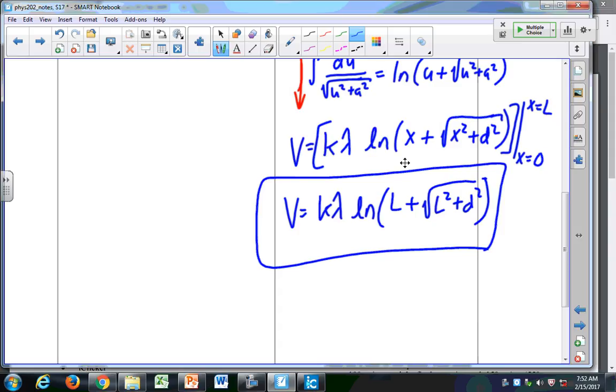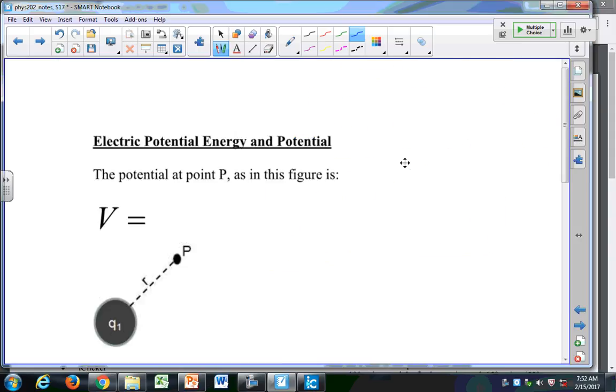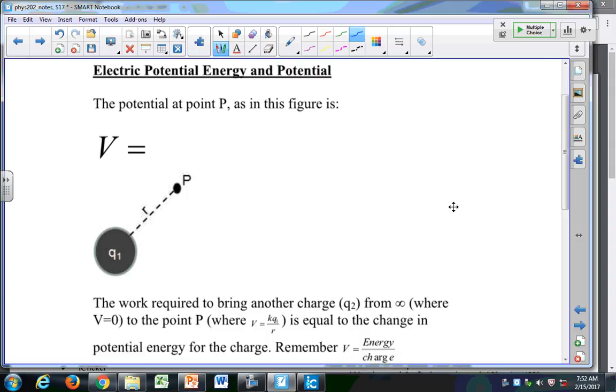All right. Okay, let's look at electric potential energy. That's going to be closely related to electric potential. So remember, we said that the potential at point P due to this charge, I already said this, is KQ1 over R.